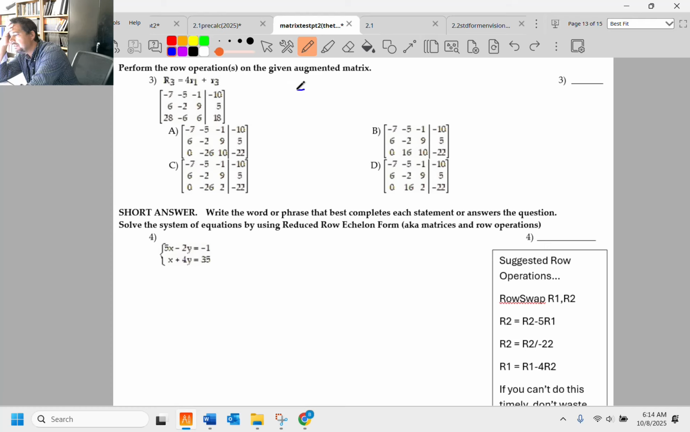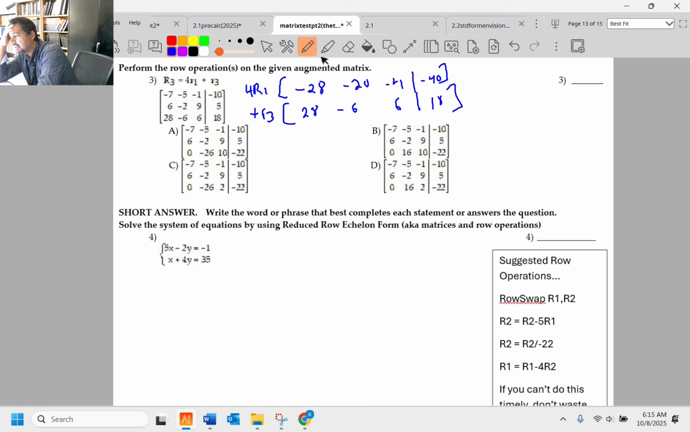4 times -7 is -28. 4 times -5 is -20. 4 times -1 is -4. And 4 times -10 is -40. And so that's row 1. And I need to add to it, by the way, that's for row 1. I need to add to it row 3. And what is row 3? Row 3 is a 28, a -6, a 6, and an 18.